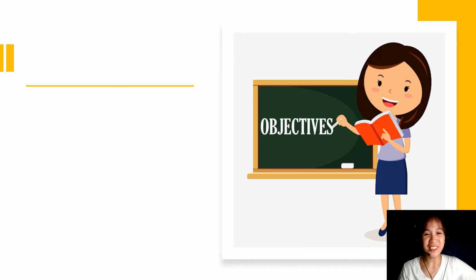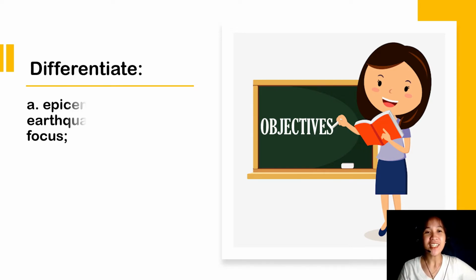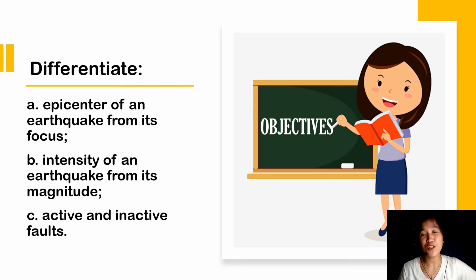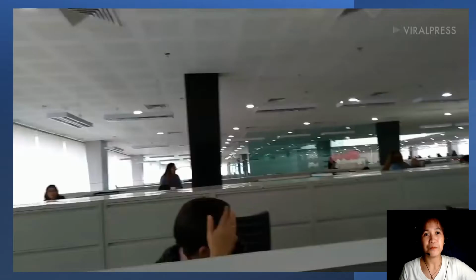And today's objectives, based on our most essential learning competencies, are: first, differentiate the epicenter of an earthquake from its focus. Second, differentiate the intensity of an earthquake from its magnitude. And third, active and inactive faults. So you are going to differentiate the epicenter from the focus, the intensity from the magnitude, and the active and the inactive faults. So try to take a look at this video and kindly observe.